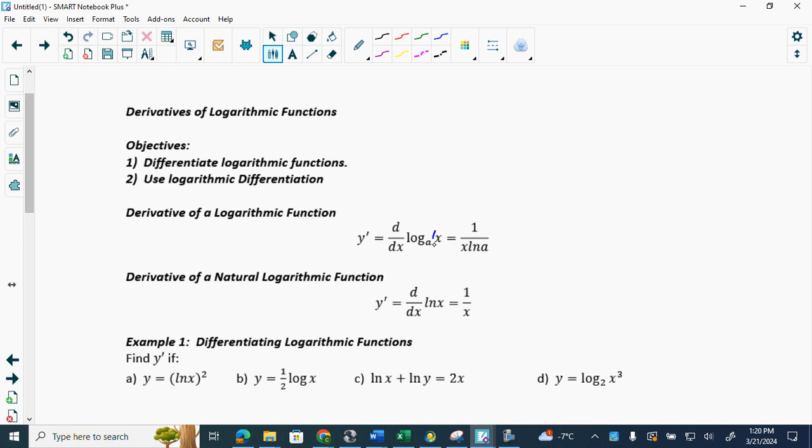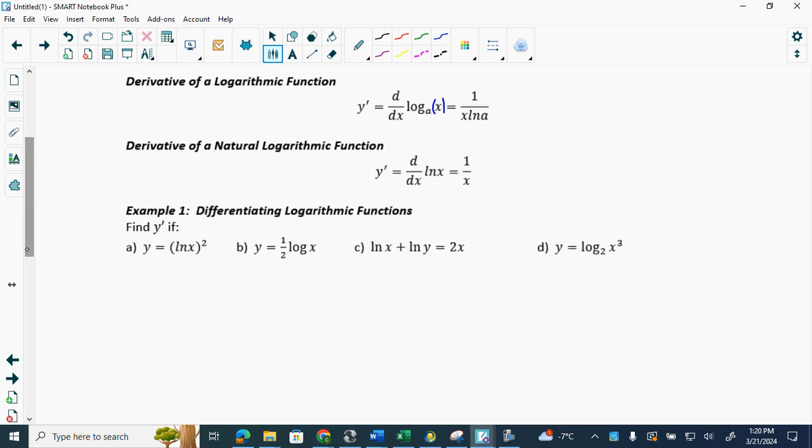Now, what happens if this isn't just an x? What if it's a 3x? What would I multiply by? I would multiply by 3 because chain rule states I have to multiply by all the derivatives, correct? So when you have a log, you go 1 over whatever's beside the log, ln of the base, and then you multiply by the derivative of what's there because we haven't done the derivative of it. Chain rule. Okay? So let's look at some of these.